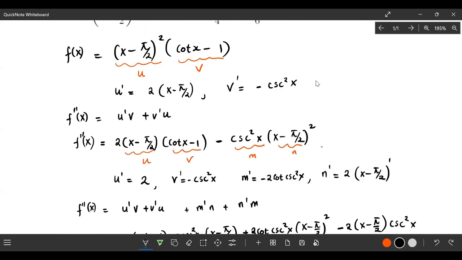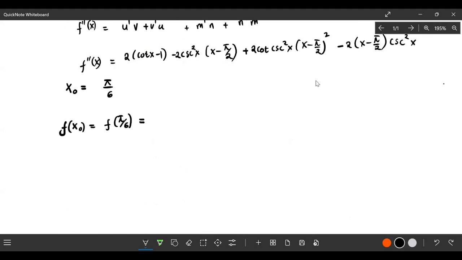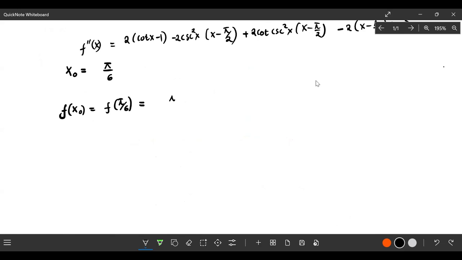And this is equal to what? So we substitute first in the function itself, right? So pi over 6 minus pi over 2 squared. So I'm substituting this in the original function. And then cot pi over 6 minus 1. So I don't know what you get there. Okay, are you getting something? What are you getting from there when you substitute those values?